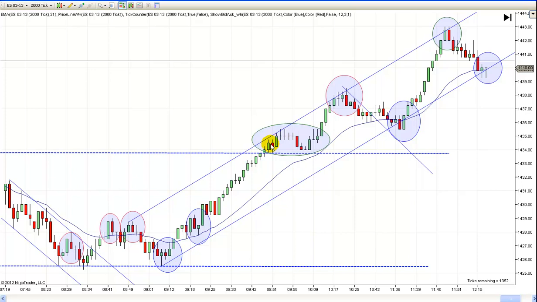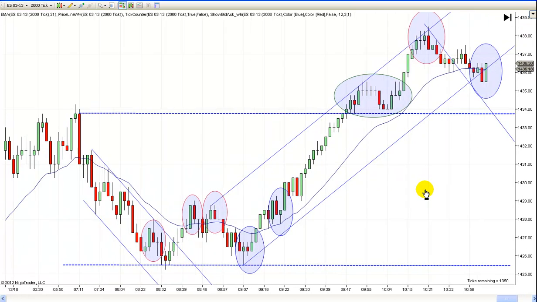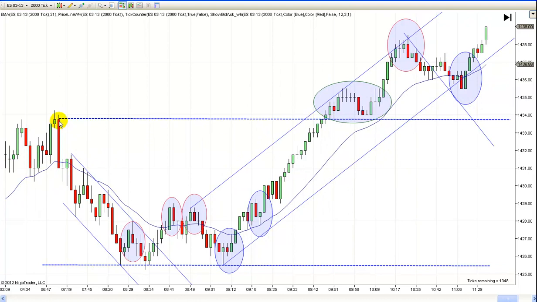I exited right in here when we got these two overlapping bars, and I'm mad at myself for doing that because I should have still been hanging on with the longs. But what I thought was going to happen, and this is why you don't always want to think ahead, was that we were going to end up in a trading range. At the very least, you're probably going to get some resistance here and a pullback.